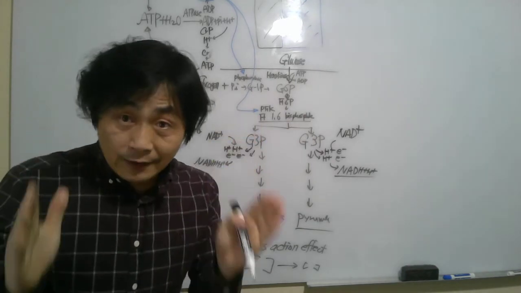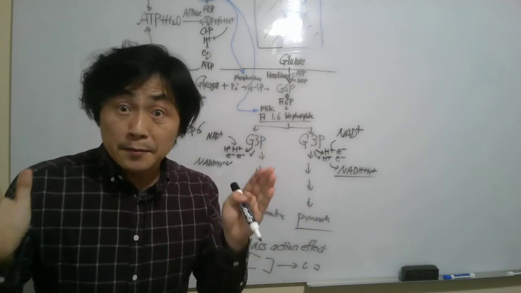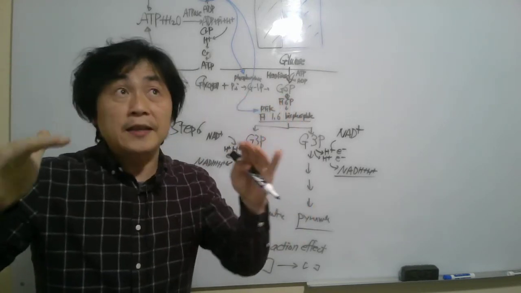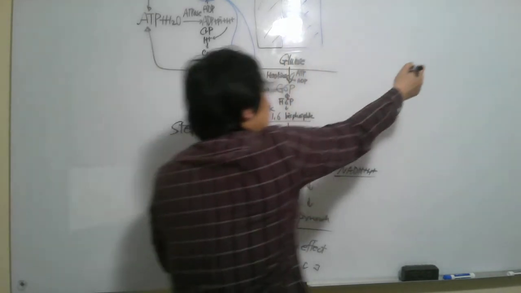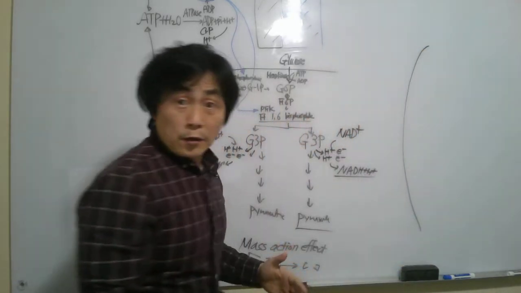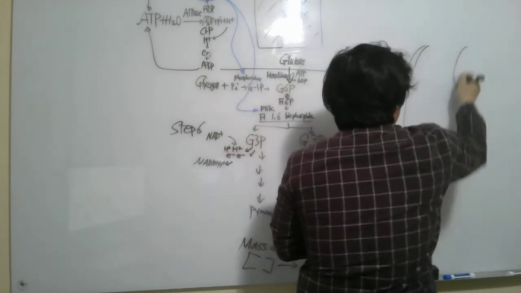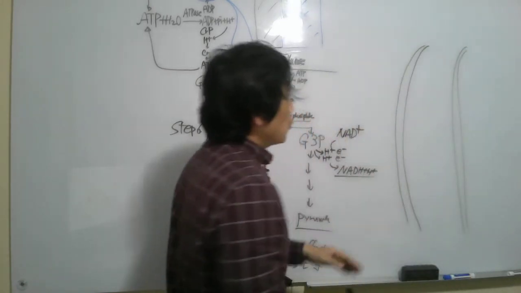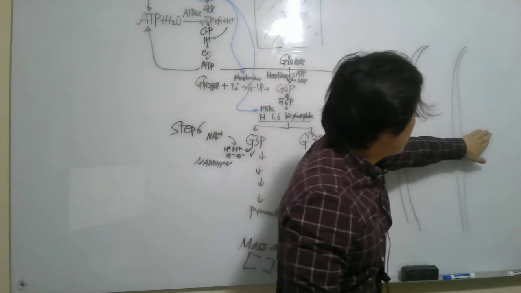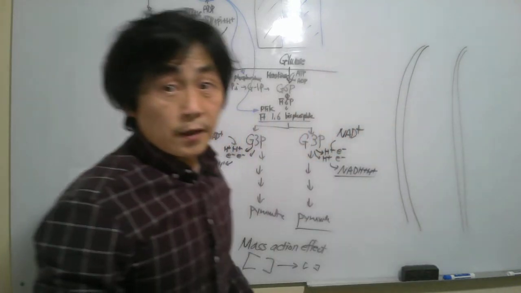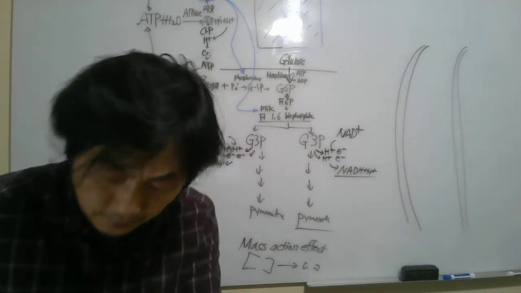So at rest or during steady state, relatively low intensity exercise, it goes to the mitochondria. How? Please watch here. This is the mitochondria. You know, mitochondria has a double membrane, right? So outer membrane as well as inner membrane. We call this space the intermembrane space, and here is the matrix, the mitochondrial matrix.